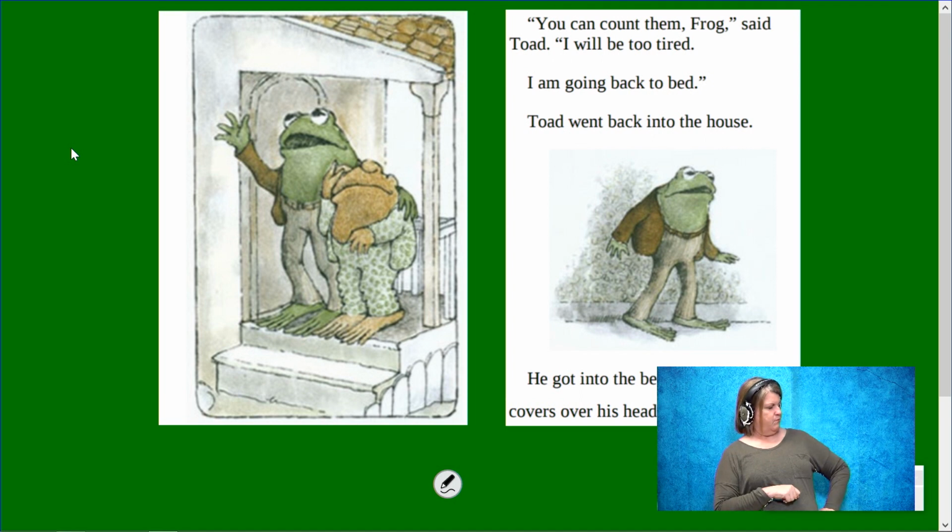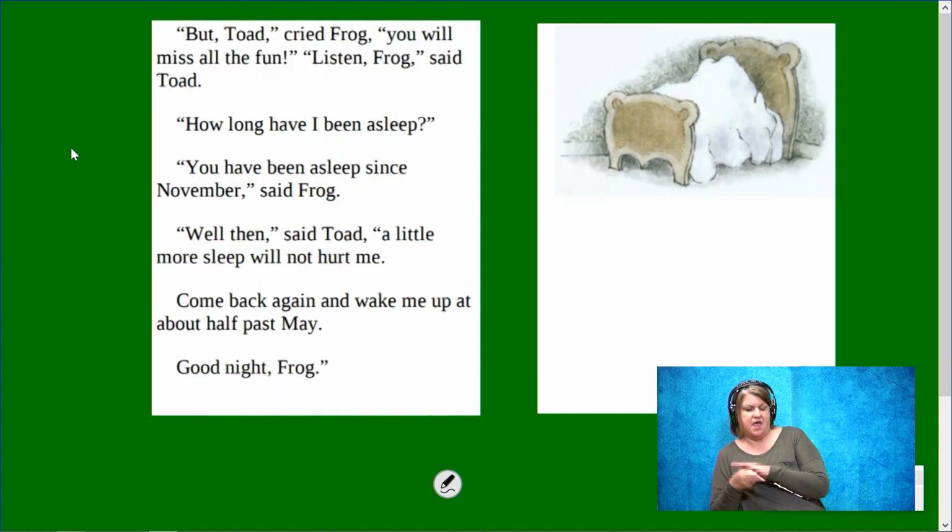You can count them, Frog, said Toad. I will be too tired. I'm going back to bed. Toad went back into the house. He got into the bed and pulled the covers over his head again.